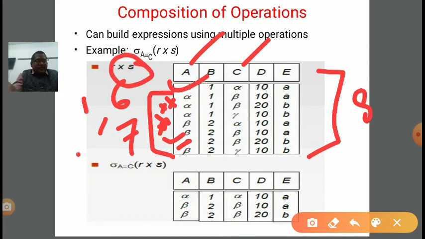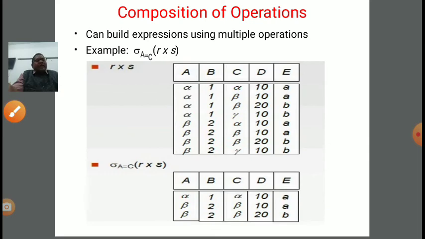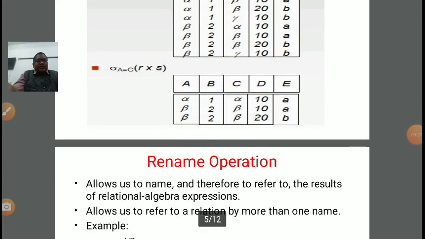So see, the first row is alpha 1 alpha 10a, correct? The sixth row is beta 2 beta 10a, yes, and the seventh row is beta 2 beta 20b, it will be picked. So in this manner we can apply composition of operations in the final query, right?